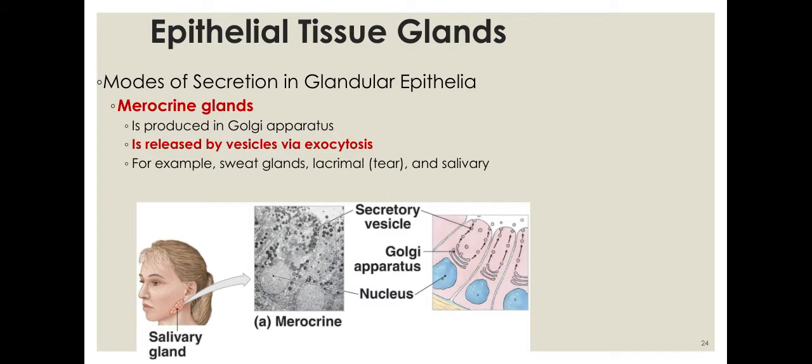Merocrine glands are going to do exocytosis. All right, so if you remember our Golgi apparatus in particular, we said that those make vesicles that then push material out of the membrane. And that is exactly what the merocrine gland is going to do. It's going to use that exocytosis to release a product off of the membrane. A great example, your sweat glands, your tear glands, and salivary glands.